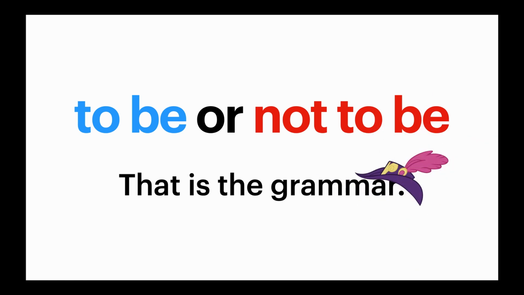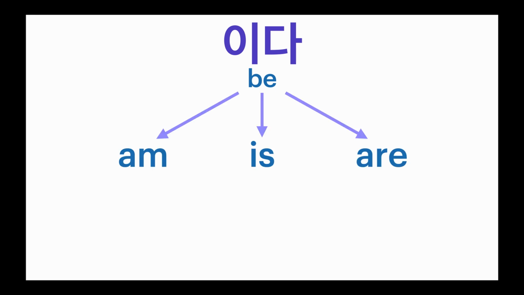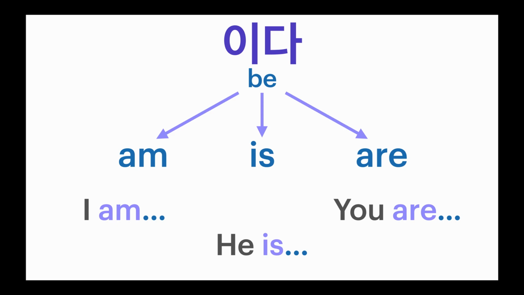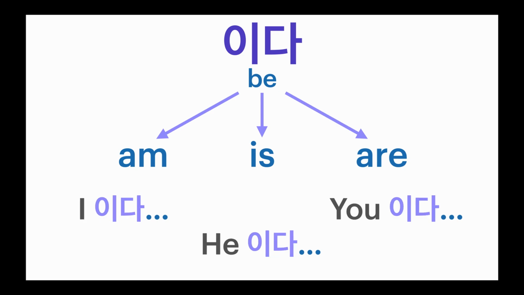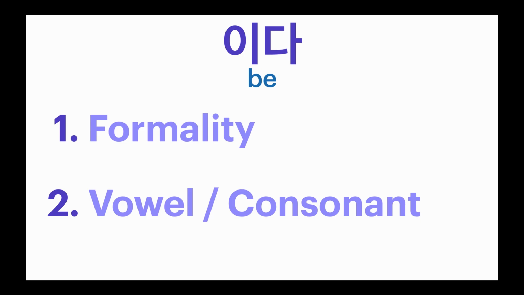In the last video, we learned the casual form of ida, but in case you didn't watch it or have no idea what ida is, here's a quick 1-minute summary. Ida is the plain dictionary form of be. In English, we turn be into am, is, and are in the present tense. Whether we use am, is, or are depends on the subject. I am, you are, he or she is, etc. In Korean, you don't have to worry about the subject-verb agreement rules, and in all cases, you will just use ida. However, you do have to pay attention to whether you're speaking formally or informally, and whether or not the word that comes before it ends in a vowel or a consonant.